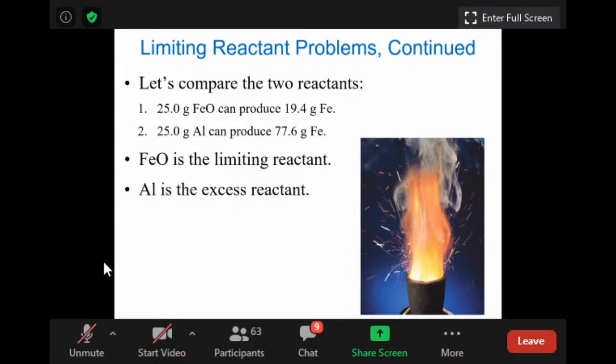So limiting reactant on the exam, you'll be able to know how to deal with it. So you need to ask some questions. All right.